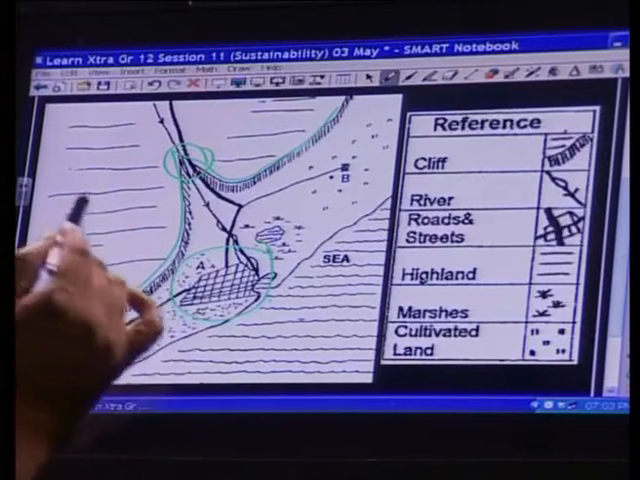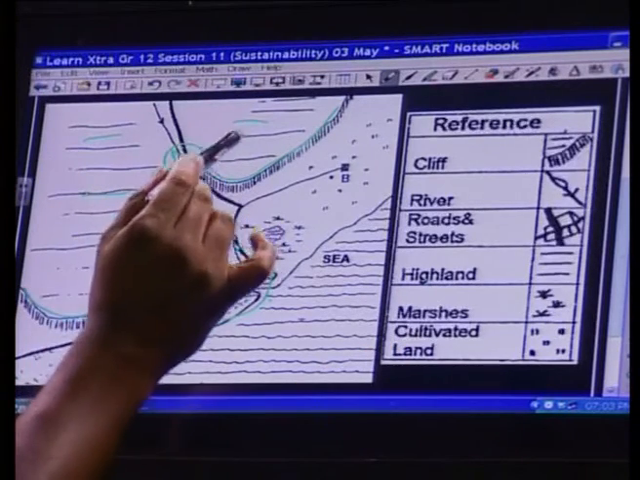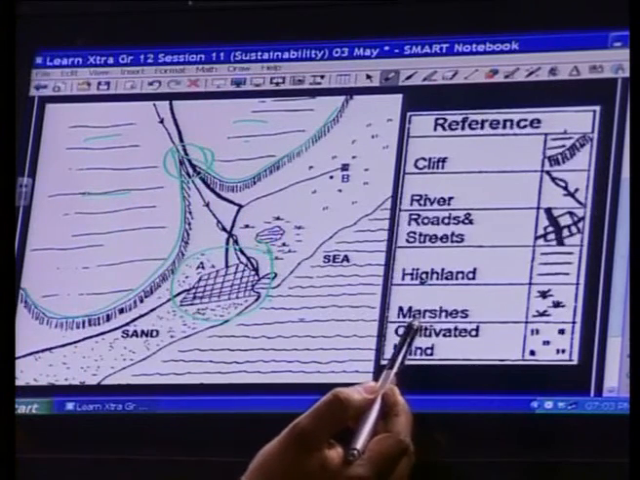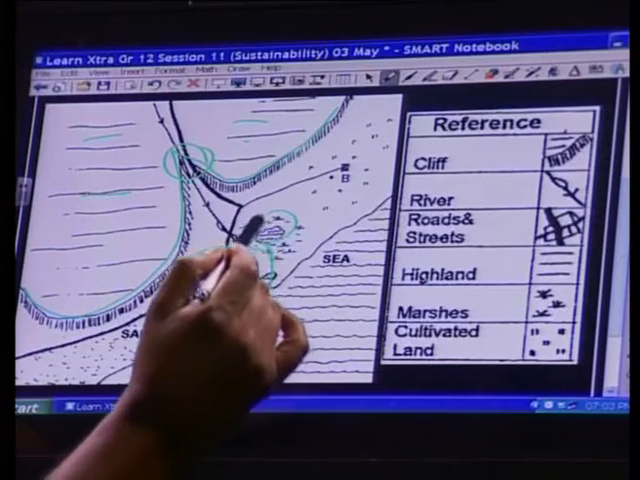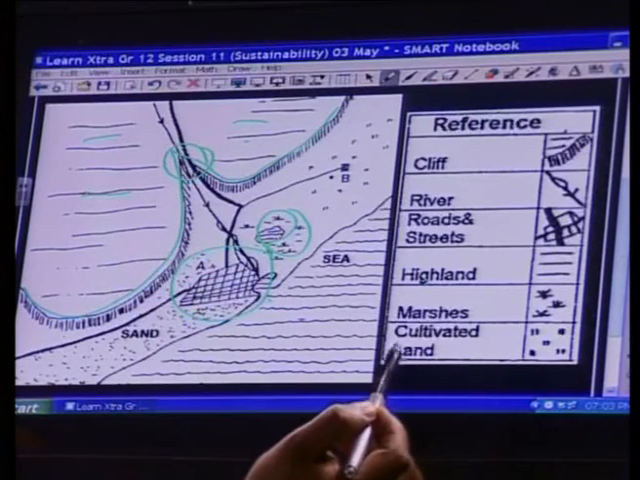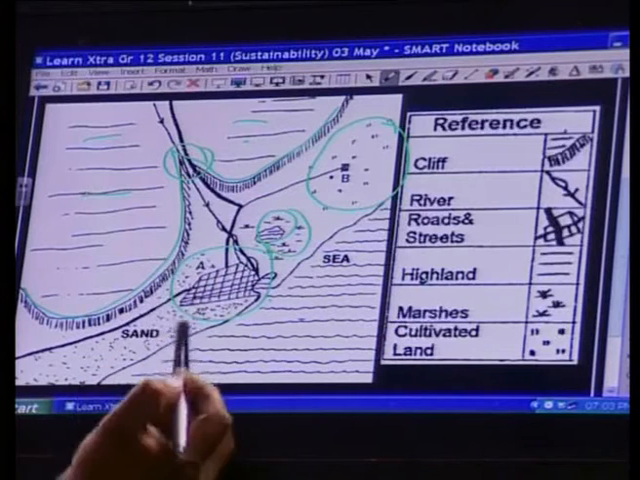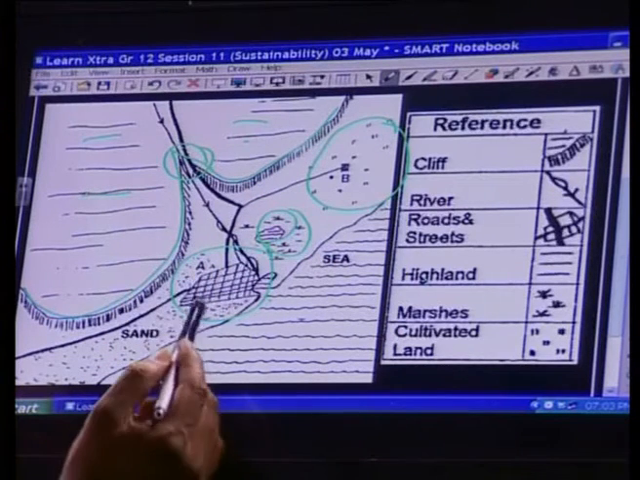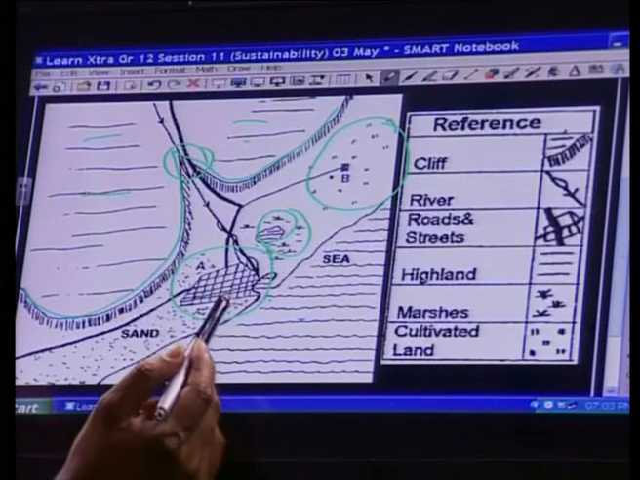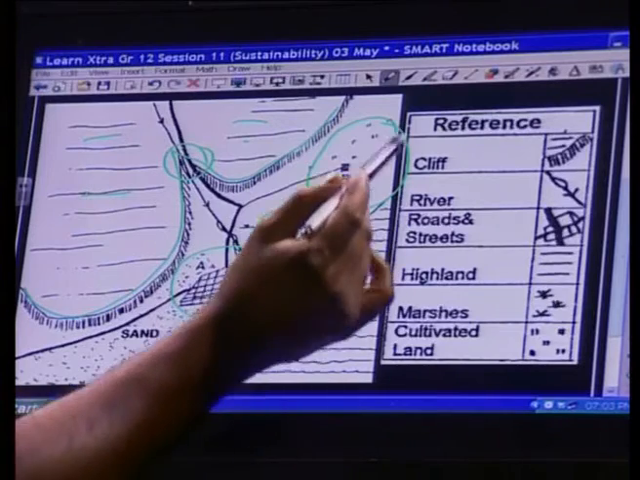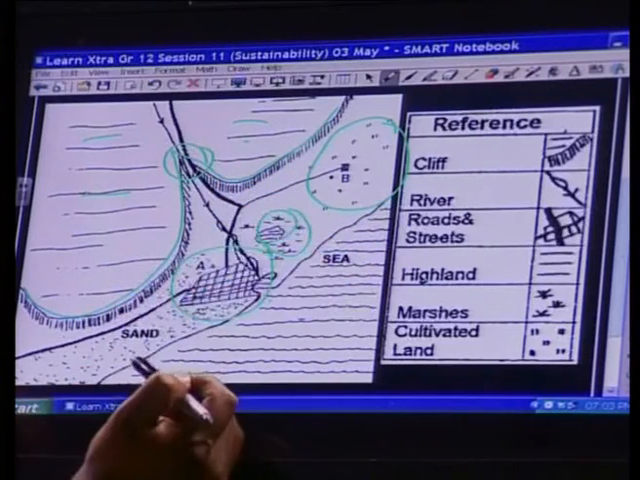Highland, or what we could refer to as a plateau. Marsh areas, as well as cultivated land. So what this diagram should be suggesting to you is the following. A is largely an urban center. B is largely a rural center.